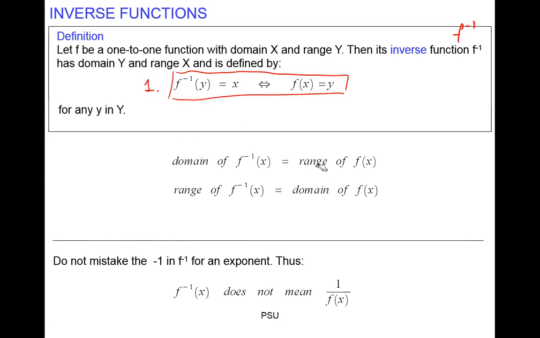Domain and range are interchanged, of course, and I want to make sure that you understand that this notation means inverse. F inverse of x is not the reciprocal. If we would like to have a reciprocal, I have to put everything to the -1. Then, yes, I can flip a function. This is an inverse, that's the proper power, but not this. Okay?